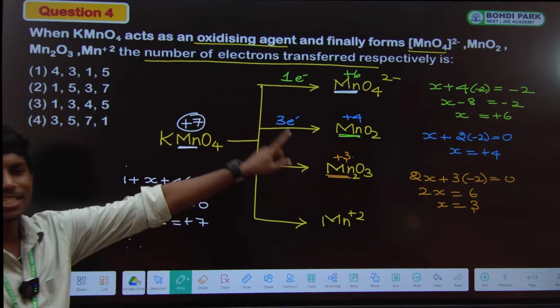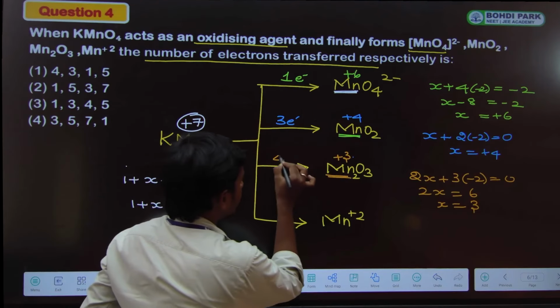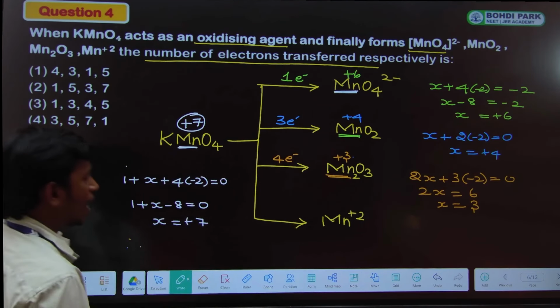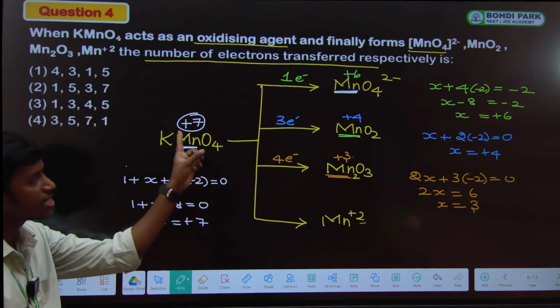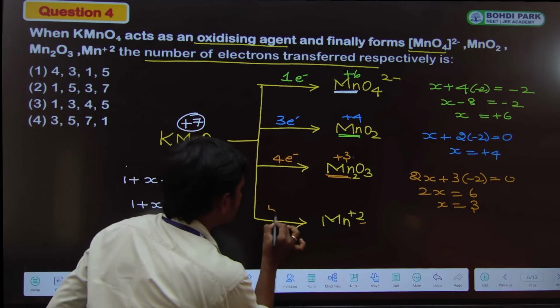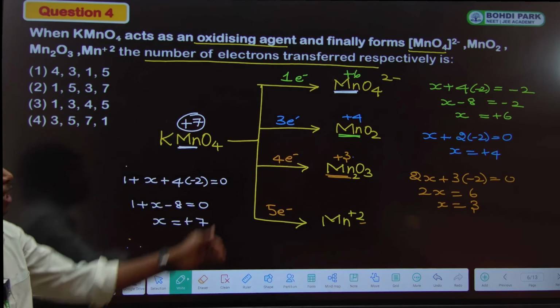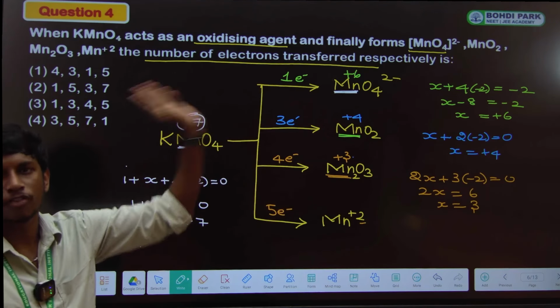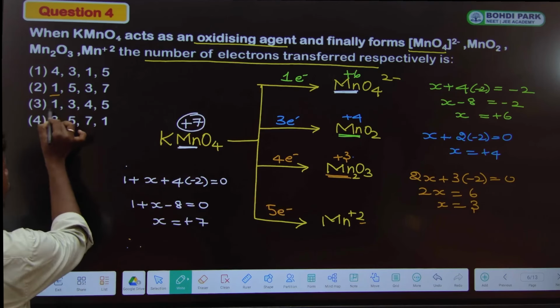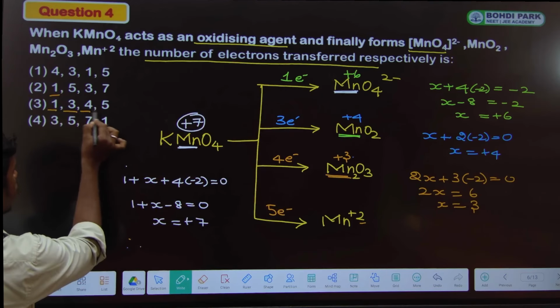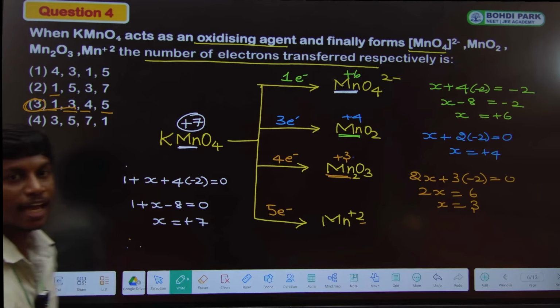We have to find manganese, so 2 manganese are there, 2x plus 3 into -2 for oxygen. 3 into -2 is equal to 0, 2x is equal to 6, then x is equal to plus 3. For plus 7 to plus 3, how many electrons are required? 4 electrons are required. And Mn plus 2 they have given directly. For plus 7 to plus 2, 5 electrons are involved. So we have to arrange the number of electrons involved in order. First reaction 1 electron, second reaction 3 electrons, third 4 electrons, and fourth 5 electrons. Option 3 is our correct answer.